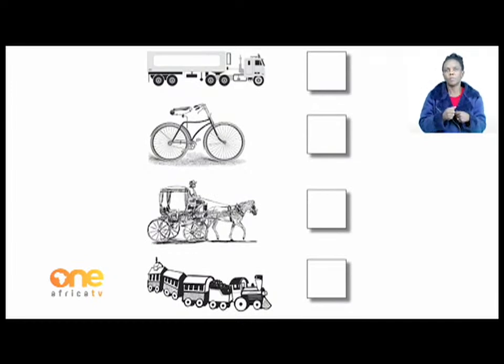I can see 5 wheels. Can you see 5 wheels? Well done. I'd like you to write the number 5 in the box. The rest I'll give you a chance to do by yourselves. Let's move on to page 5.